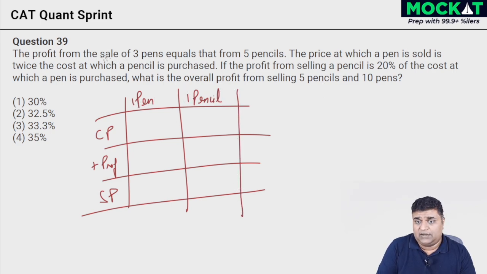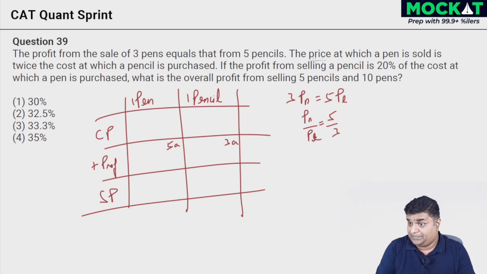Let's do that, right? The profit from sale of 3 pens, 3 into profit of a pen, I'll write it as PN, equals 5 into profit of a pencil, PL. So what is PN by PL? That's going to be 5 by 3. So profit over here, if this is 5A, this is 3A, right? For 1 pen and 1 pencil, 5:3. The price at which a pen is sold is twice the cost at which a pencil is purchased. So the selling price of 1 pen is 2 times the cost price of a pencil. So if this is B, this is 2B, okay?